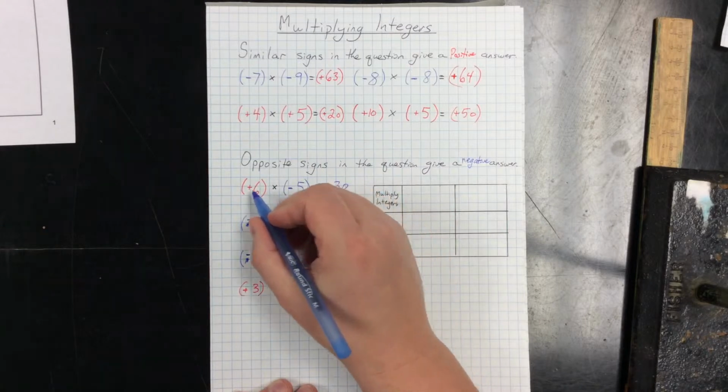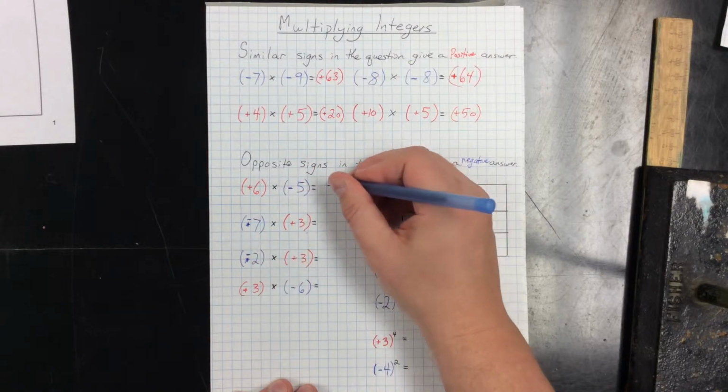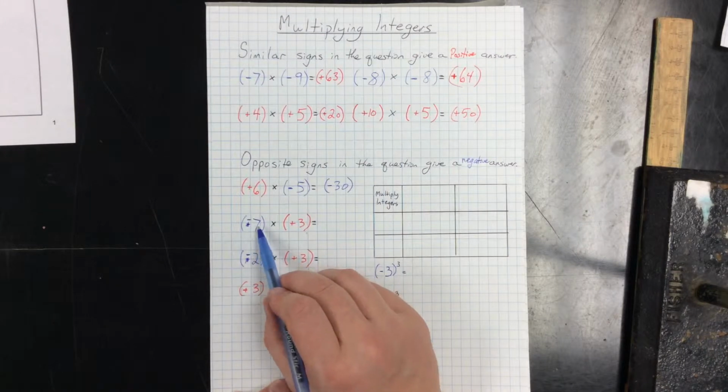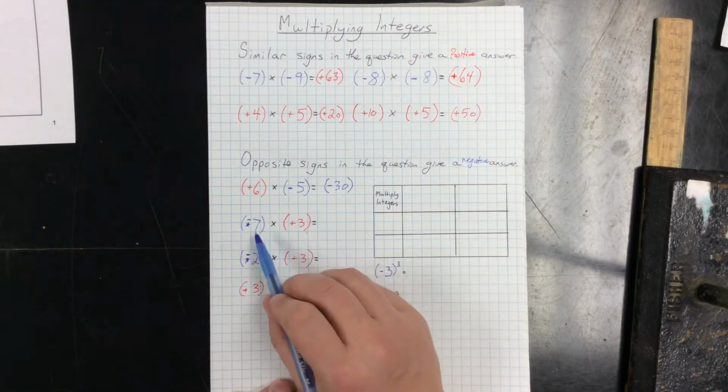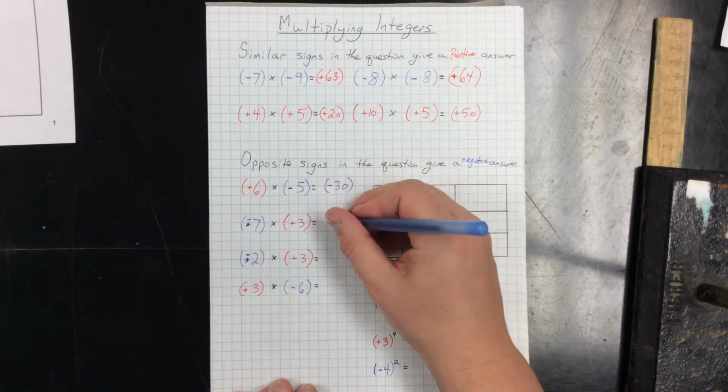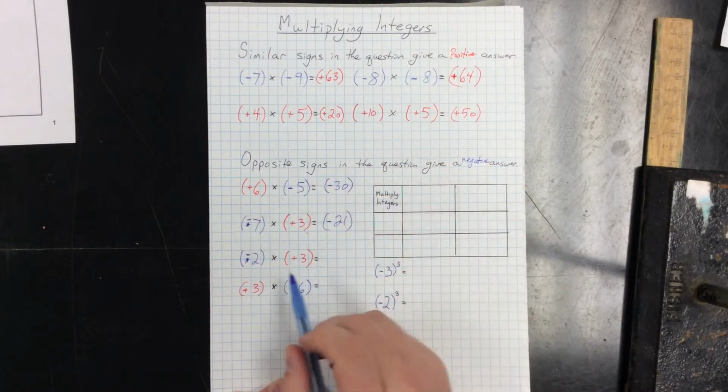And I have a negative and I have a positive. I have a mixture, so the answer is going to be negative 30. Negative 7 times positive 3. 7 times 3 is 21. But the signs are opposite, so my answer is going to be negative.